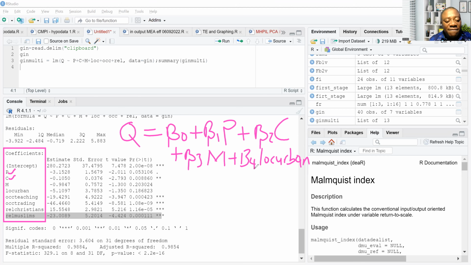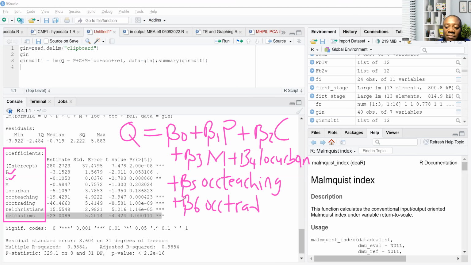The next is plus beta 5. Then you write your occ teaching, just as it is, occupation teaching. Then you bring plus beta 6. If you know what you're doing, you can now move faster. Occ trading. You see, I could just tell you to go and continue, but I'm writing it for you because I want you to know how important it is to learn how to write these things.